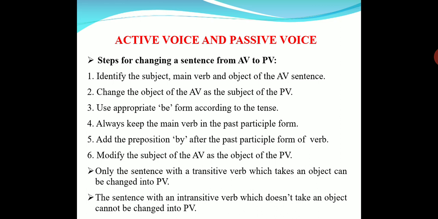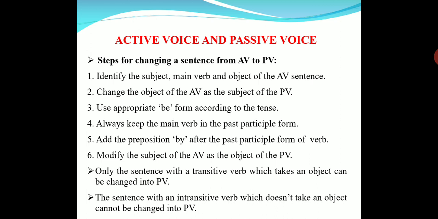Let us revise once again the steps. First step is identifying subject, main verb and object in the active voice sentence. The second one is object becomes subject. Third one is appropriate be form should be used. Fourth one is past participle form of the main verb should be written. And then fifth one, by should be added. And the sixth one is the subject of the active voice becomes object of the passive voice. These are the 6 rules. If we understand this, we can easily convert an active voice sentence to passive voice sentence.